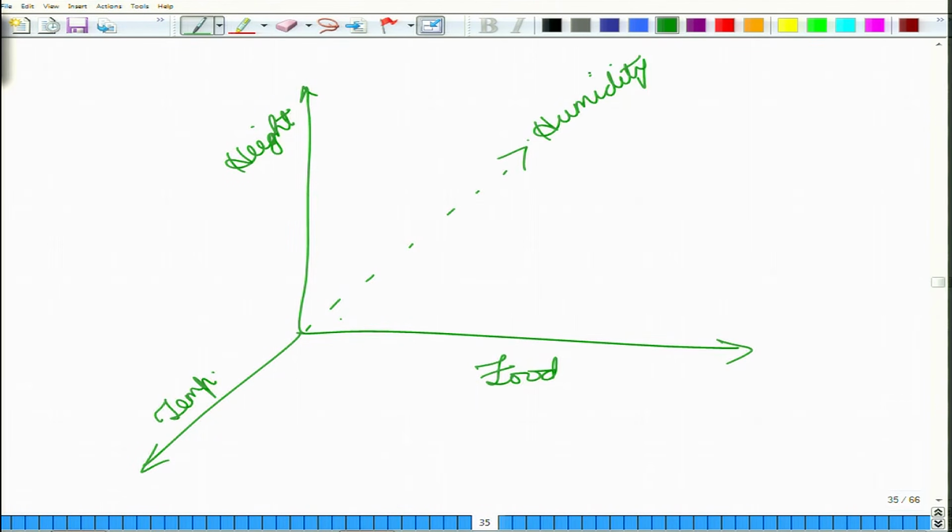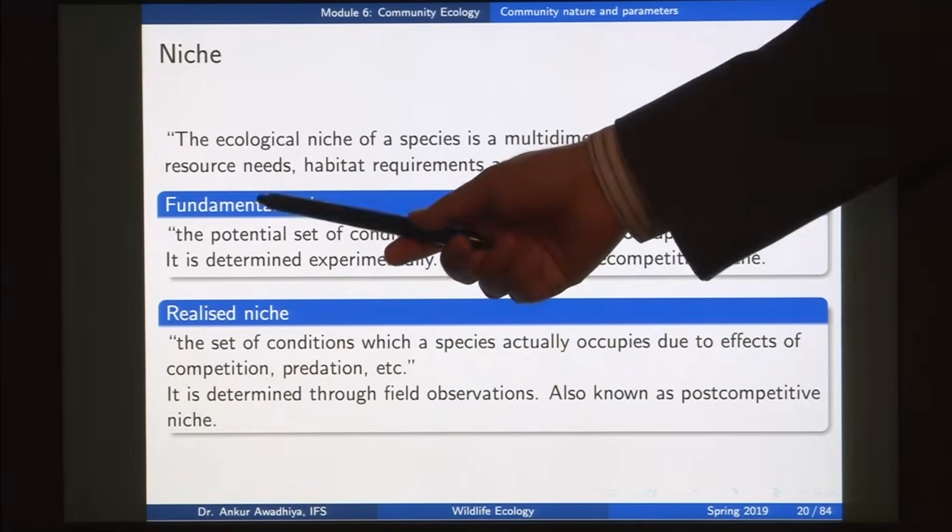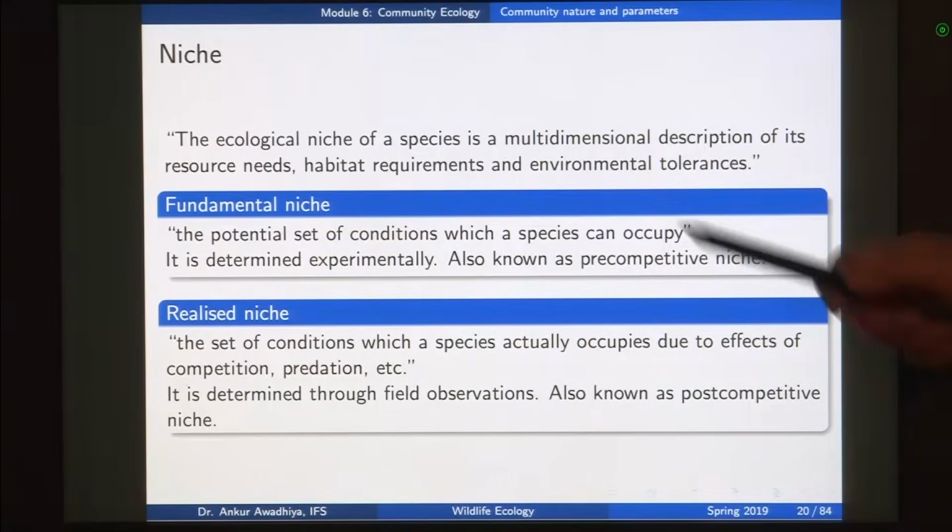And once you have this n-dimensional structure and you try to fit different species of a community into this structure, you can find those species that have very similar requirements. And when you have species that have very similar requirements, we say that they are living in that particular niche. So, niche is the multidimensional description of its resource needs, habitat requirements and environmental tolerances. So, for two species that are occupying the same niche, the competition will be much higher.